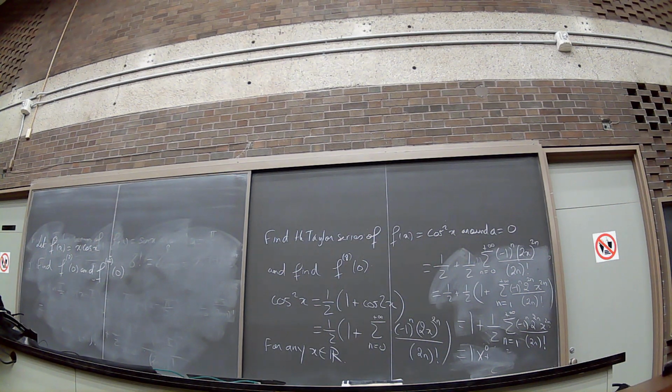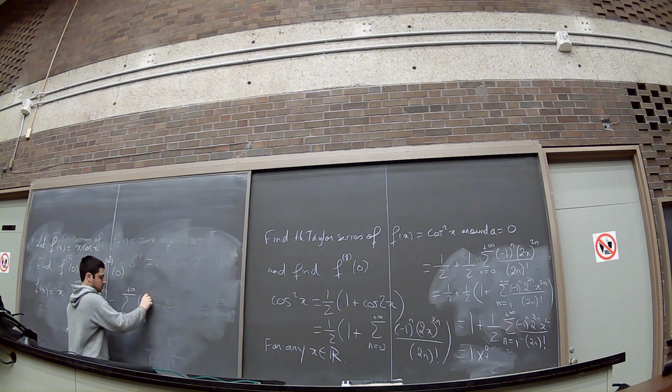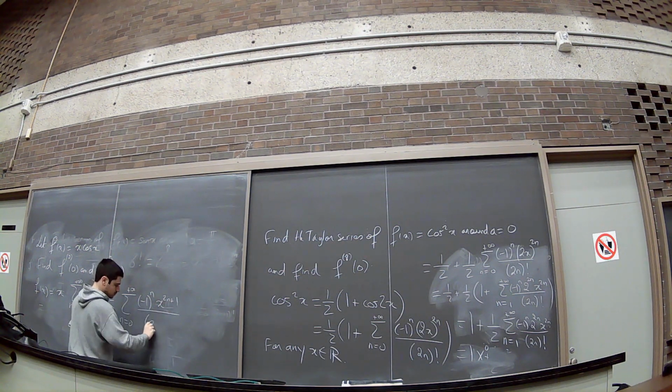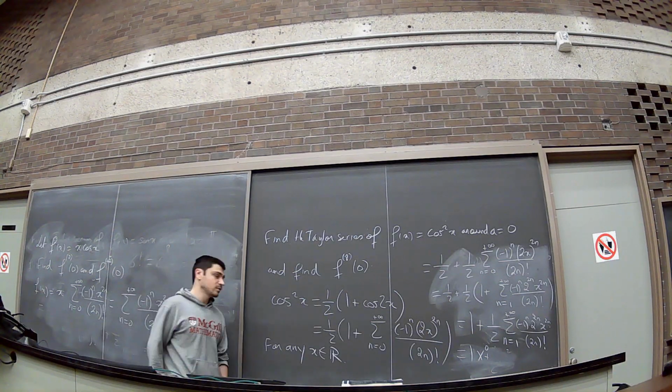Let's do that. How do you do that? How do you start? What is this? f(x) is x times cos x. What is cos x equal to? It's equal to this, right? For all x in R.